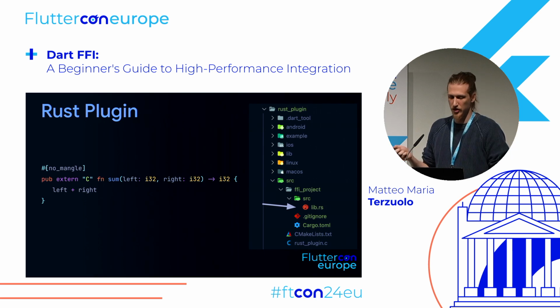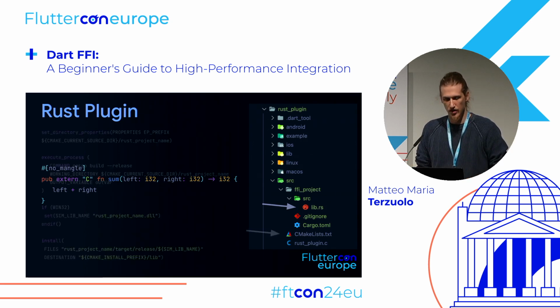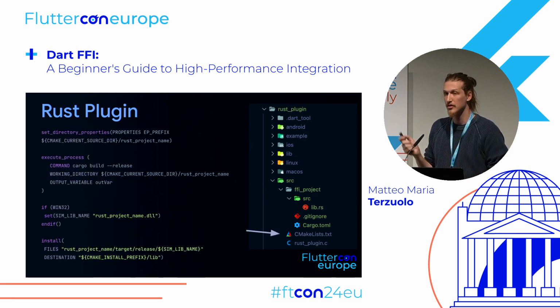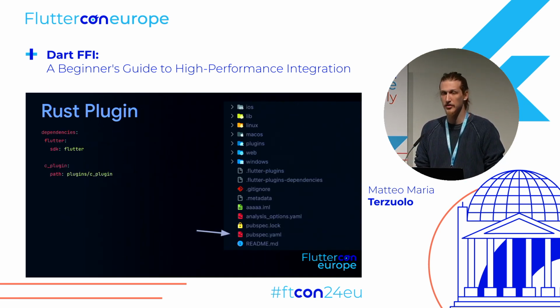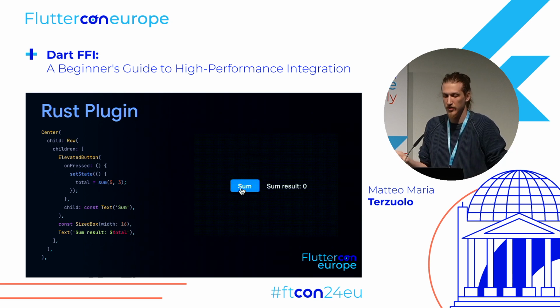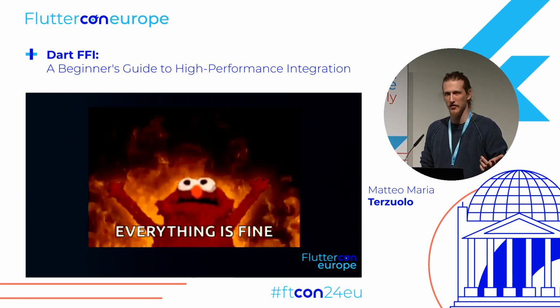After that, I just changed the type of my numbers, just to be usable in C. And then I edited my CMakeLists file, and I added that part that is going to always run cargo build every time I compile my package. And after that, just like we did in C, I added my plugin to the pubspec.yaml file, and then, just like before, it works, okay? So everything good?